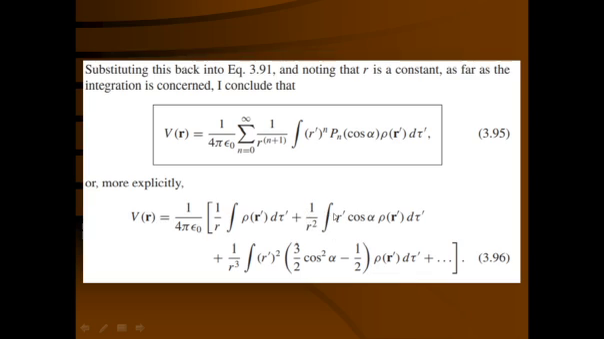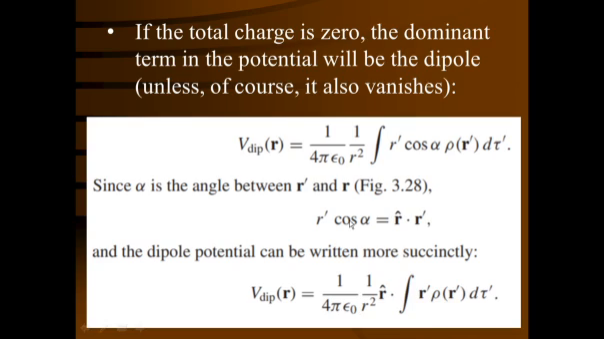And that means this dipole term is dominant in contributing potential at a large distance r. So 1 upon r square, r dash cos alpha rho r dash d tau dash, that is the term which is the dominant term. So V dipole, the total charge is 0. The dominant term in the potential will be dipole, unless of course it also vanishes. So V dipole as a function of r is equal to 1 upon 4 pi epsilon 0, 1 upon r square, integral of r dash cos alpha rho r dash d tau.